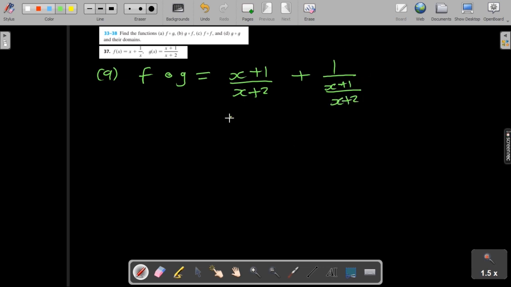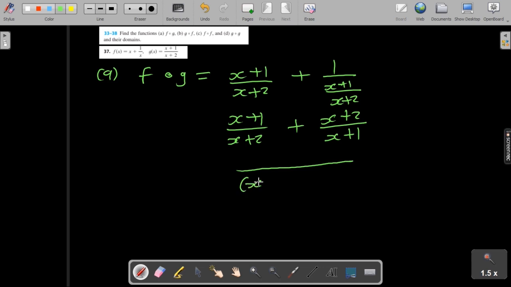This here allows us to just add this with its reciprocal. So 1 divided by this is the same as 1 multiplied by the reciprocal. The reciprocal is x plus 2 over x plus 1. Then we can now find the common denominator, which would be x plus 2, x plus 1. And at the top, you just have x plus 1 squared plus x plus 2 squared. So this is what you get after multiplying.